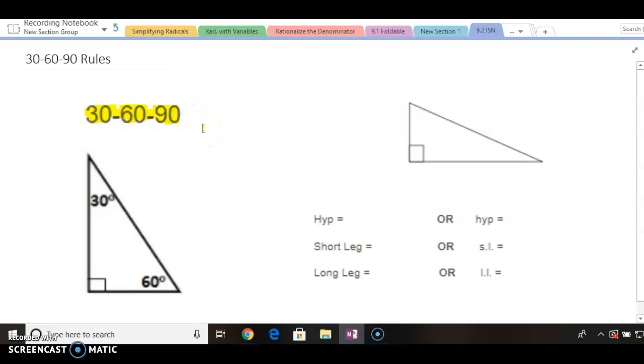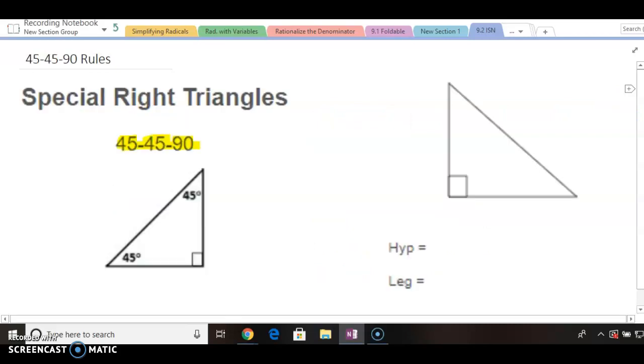So we're going to use some rules for these. Now, these rules only work for these specific triangles, so don't think you can use these just for any triangle. They only work for 45, 45, 90, and 30, 60, 90. All right, so first I want to kind of review a little bit.